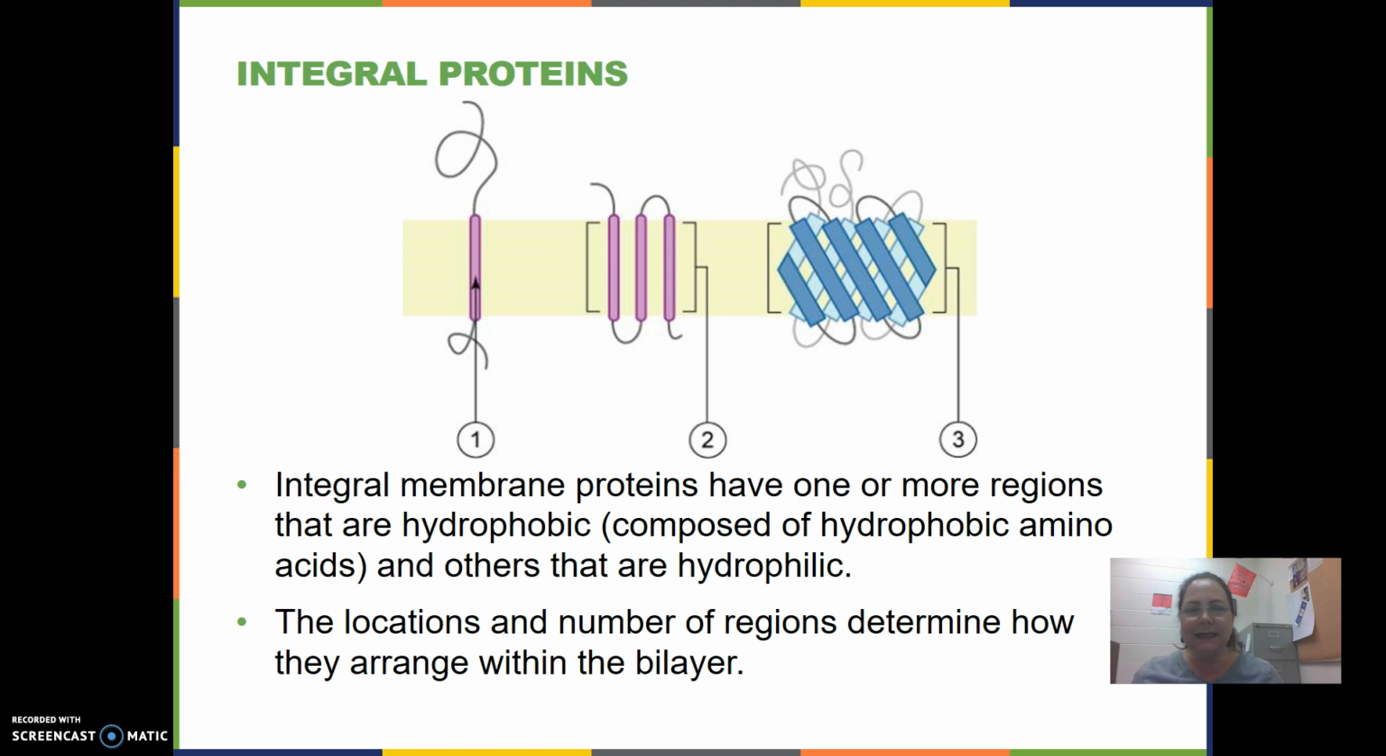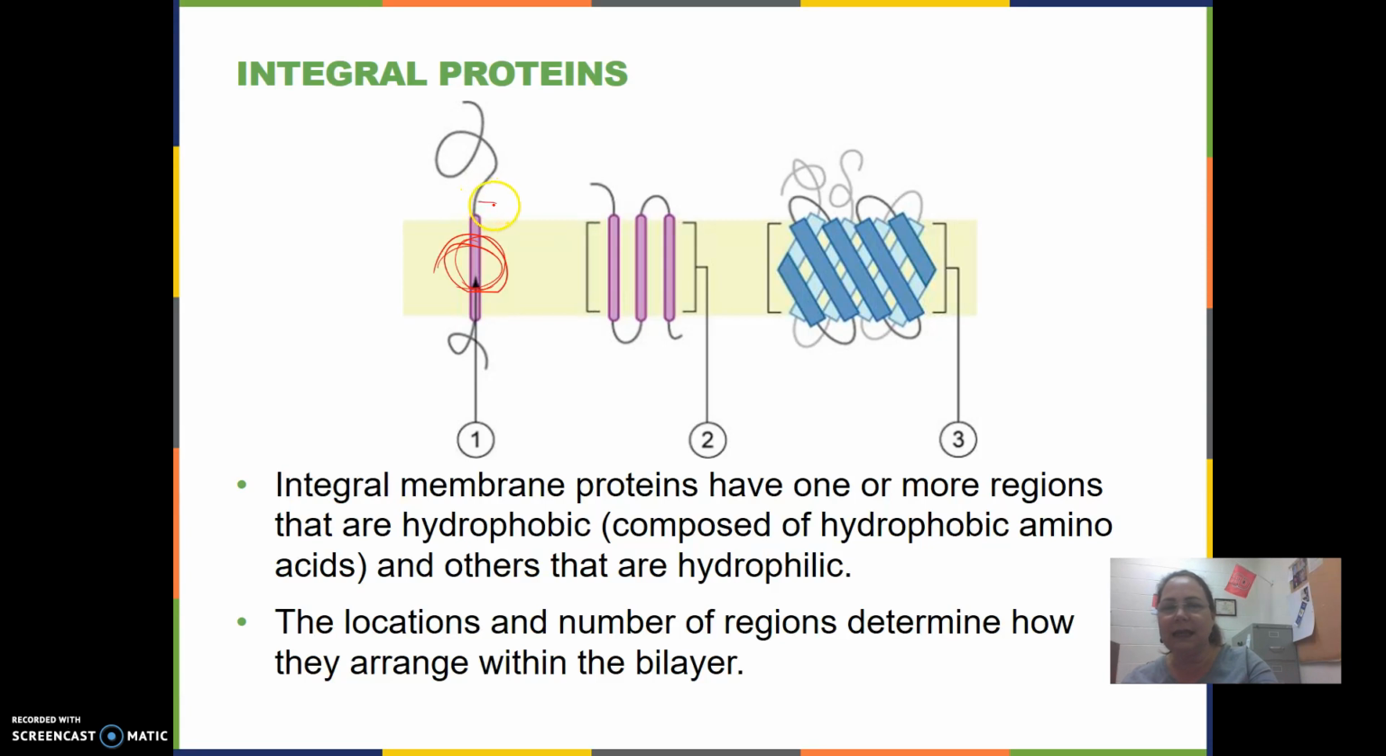Integral proteins have one or more regions that are hydrophobic, meaning that they're insoluble in water, and other regions that are hydrophilic, meaning they're soluble in water. And this is because in order to exist throughout the phospholipid bilayer, the part in the middle here must be insoluble in water and soluble in lipids. So this region must be hydrophobic.